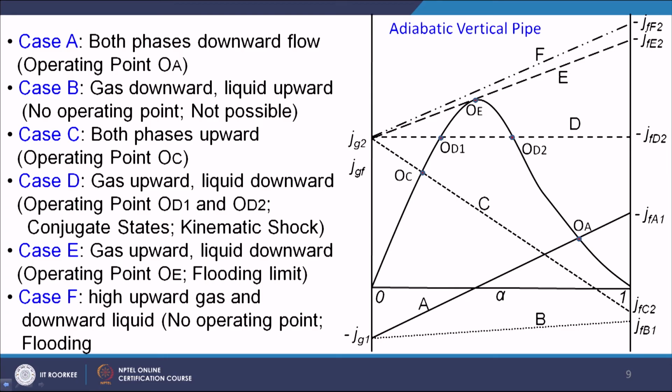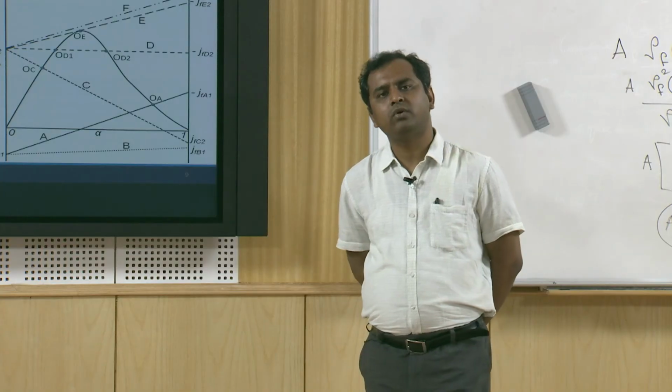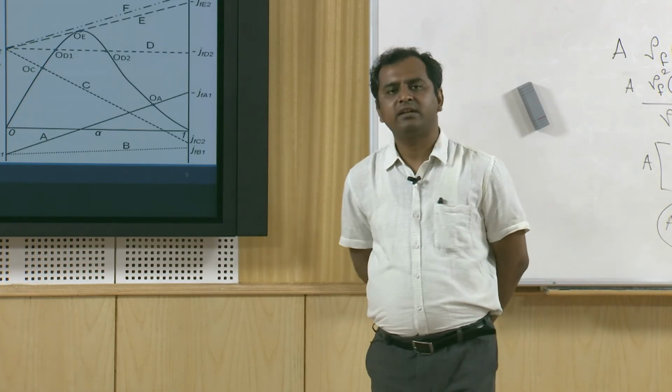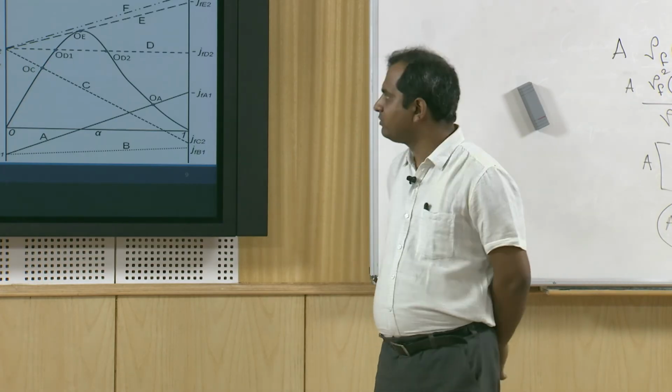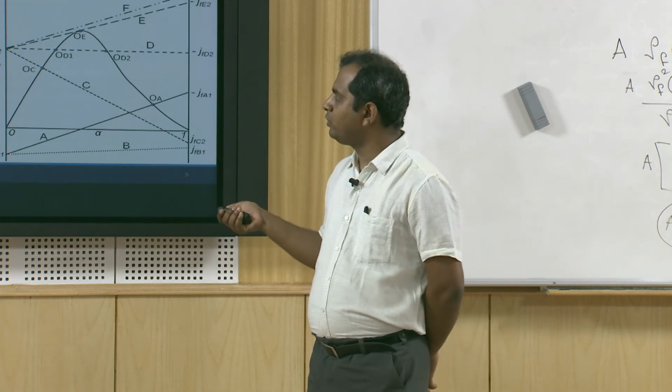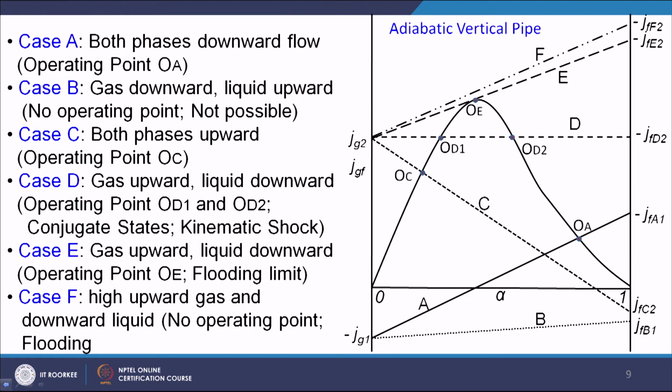The first one is case A, in which both phases have downward flow. If both phases have downward flow, that means both Jg and Jf are negative. So at alpha equals 0, we need to go to the negative side for JGF equals Jg, which becomes minus Jg1, right. So this is the operating point whenever alpha equals 0.